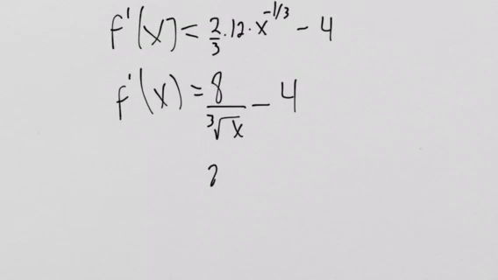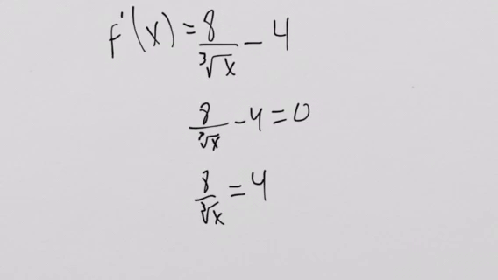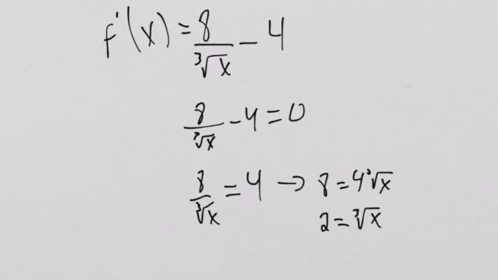So we say 8 over the cube root of x minus 4 equals 0. So 8 over the cube root of x equals 4. Then we have 8 equals 4 times the cube root of x, and then 2 equals the cube root of x, because we're going to divide that 4 over. And then we just have to cube both sides, so we get that x equals 8. So the derivative is 0 when x is equal to 8, and that's one of our critical points.